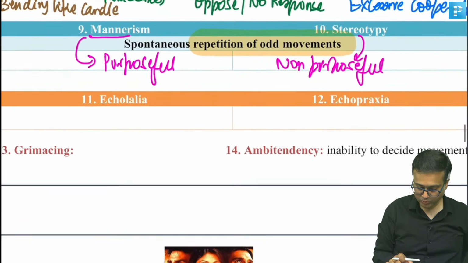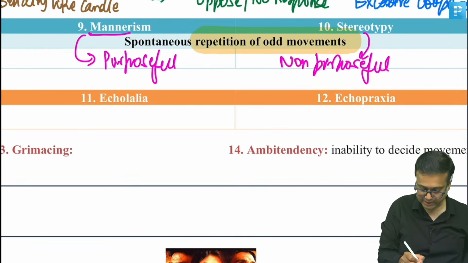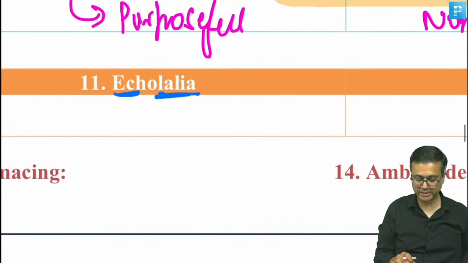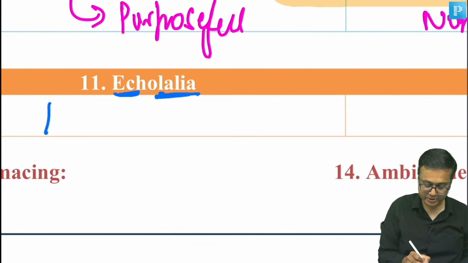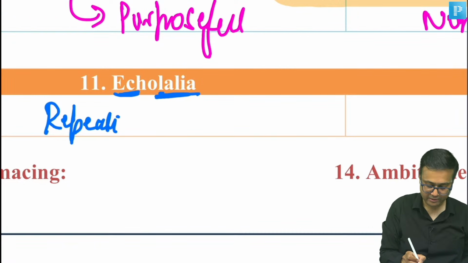Let's discuss the next two symptoms together, beta. One is echolalia. So echo is to repeat, lalia means word. So here the person is repeating words.